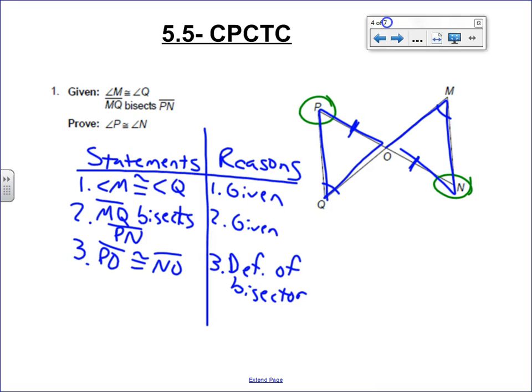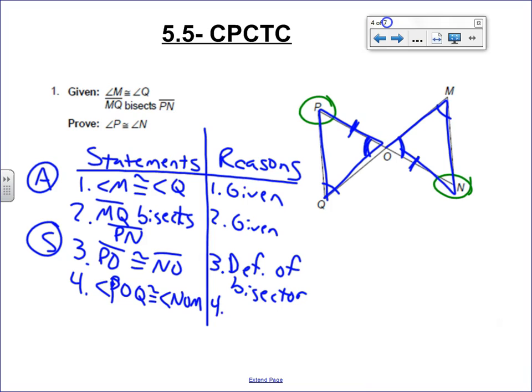So right now I've got an angle, and I've got a side congruent. I need at least one more angle or side. So I see this angle here, angle POQ, and angle NOM are vertical angles. So I know angle POQ will be congruent to angle NOM because I know vertical angles are congruent.